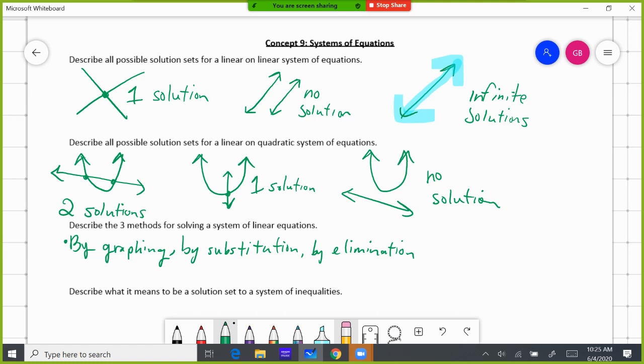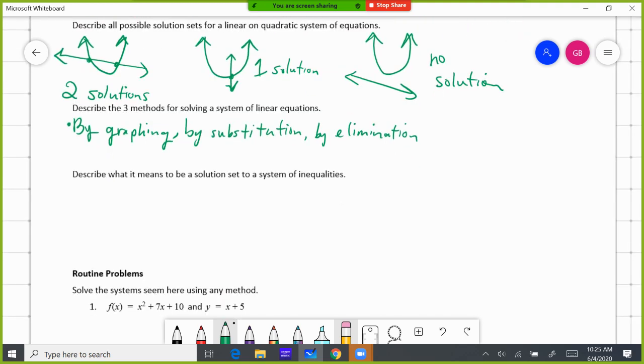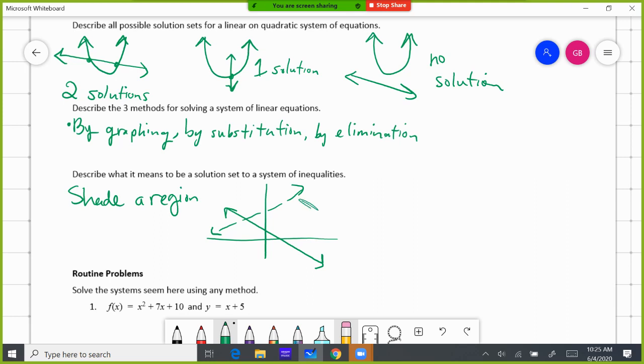Describe what it means to be a solution set to a system of inequalities. This is when you shade a region. So a system of inequalities could look something like this. And then only one region is actually the solution. And you have to color it in. So that's when you shade a region.